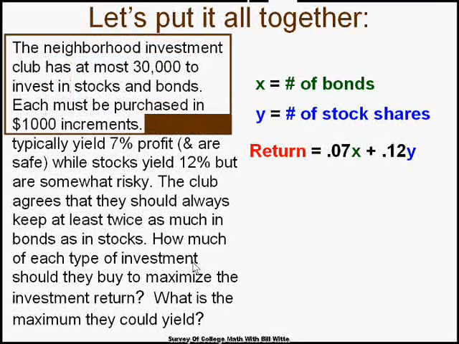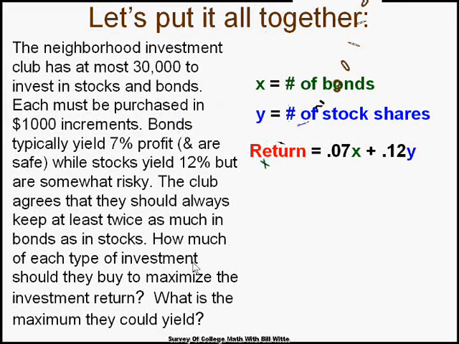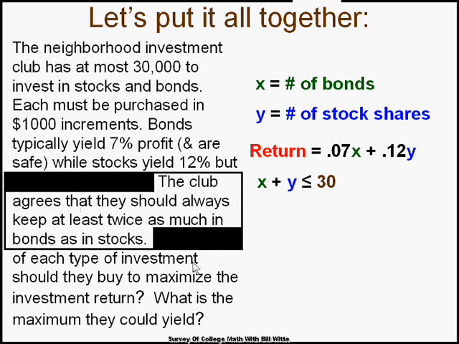Remember that we always have some constraints. So the first constraint is the most we have is $30,000. So X plus Y has to be less than or equal to, remember it says at most $30,000. And since I'm working in $1,000 increments, I don't want all those zeros. I know I'm going to be working in thousands. So I'm just going to use 30. I'll know what unit I'm talking about. So the amount of the two added up has got to be less than or equal to 30,000.